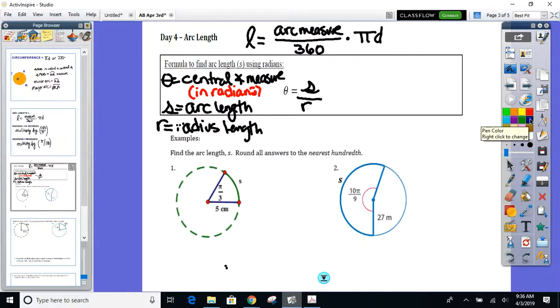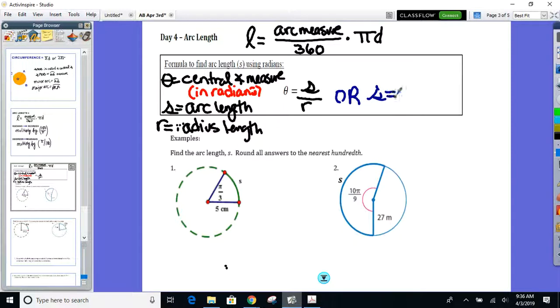Most of the time, though, I'm going to ask you what's the arc length. That's most of the time. I'm going to ask you for the arc length. So wouldn't you want something that says S equals instead? So you could just plug it in and you get the arc length. Because that's most of the time what I'm going to ask you for: what's the arc length of this circle? What's this arc length?